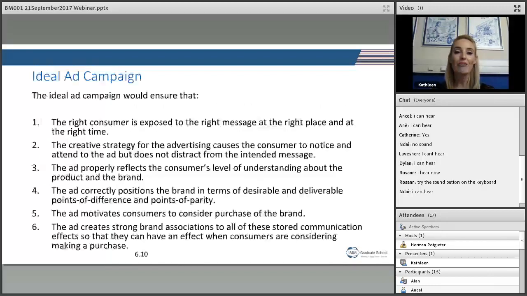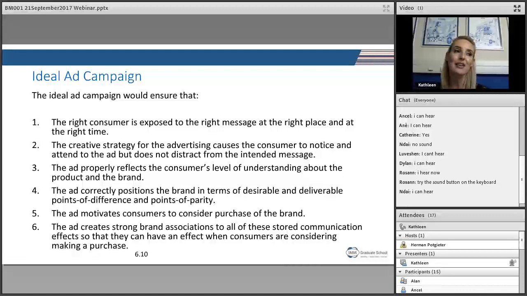So we have already discussed advertising. We've said that it is one of the most powerful methods that we can use, and it is a little bit controversial because it's a little bit difficult for us to measure the exact outcomes of advertising. However, we do have a little plan or structure for how we can develop the ideal advertising campaign.